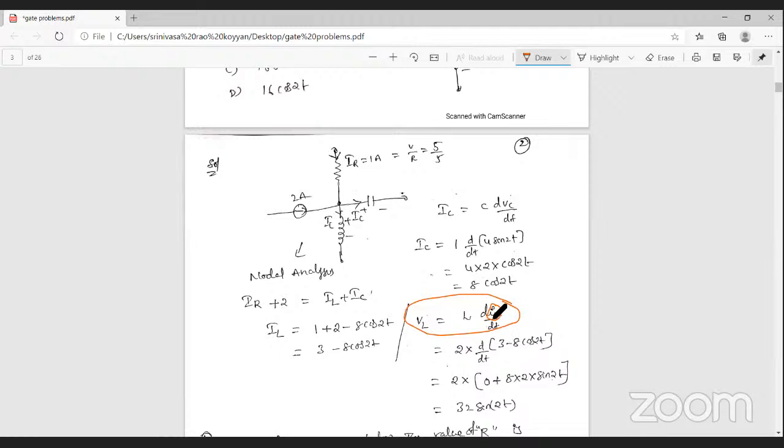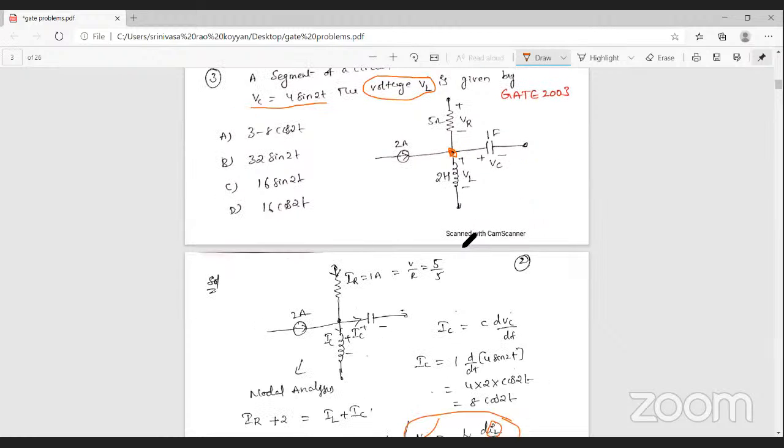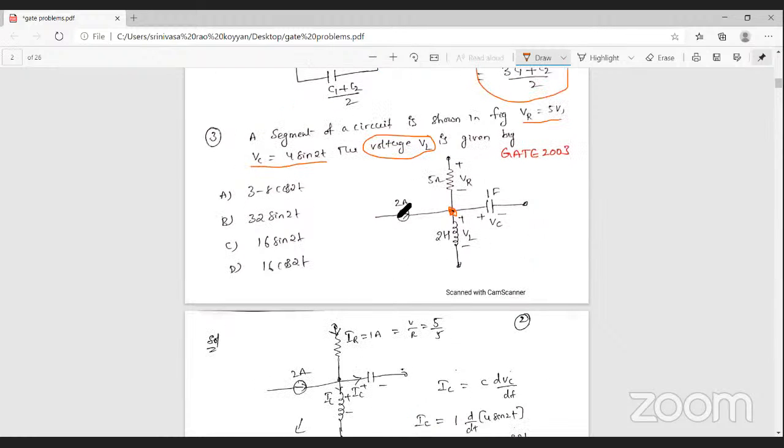Then you can substitute here and find out the inductor voltage. From this network, you can observe that by applying KCL in this node, you can find out the inductor current. So what is the statement of KCL? Sum of entering currents is equal to sum of leaving currents. Here a current of 2 amperes is entering the node, but here there is no current.